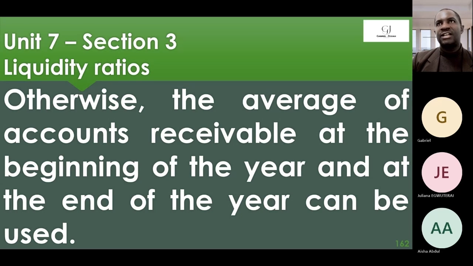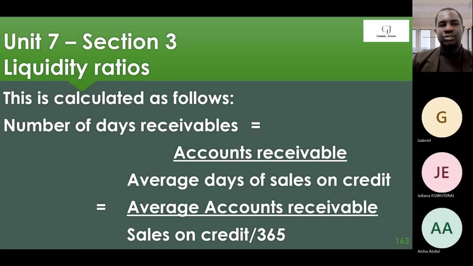So where you have a 1-year financial statement, you don't have an average. You have no choice than to just use the closing accounts receivables. But where you have 3 years, 5 years, you can use the average by using the beginning, the first year and the second year and the third year, as the case may be. So these are the number of days of receivables. We have the accounts receivables divided by average days of sales on credit. So where you don't have sales on credit, you just use your revenue. We also have the average accounts receivables and sales on credit by 365 days.